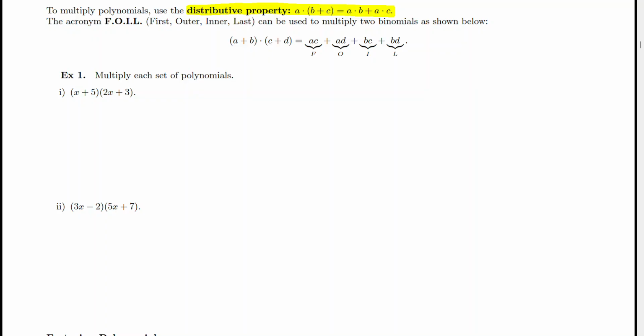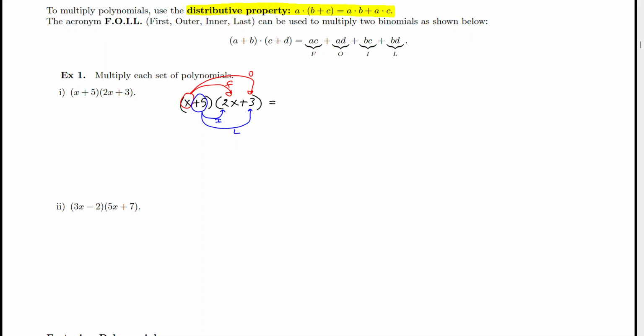Example number 1 says multiply each set of polynomials. So first we have x plus 5, and we're supposed to multiply that with 2x plus 3. First things first, we'll grab the x from the first binomial and multiply it with the 2x. That represents the F part of FOIL. Then we multiply the x with the 3. That represents the O. Next, we will grab the plus 5 and multiply with the 2x. And finally, the 5 with the 3. Those represent the I and the L part of FOIL.